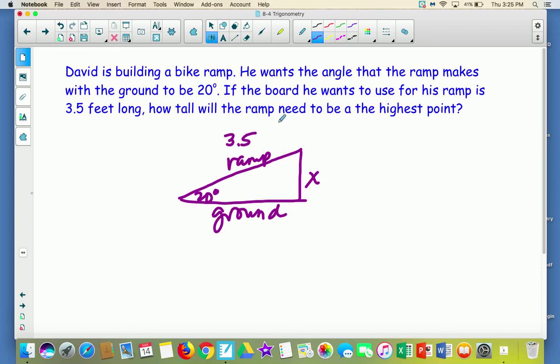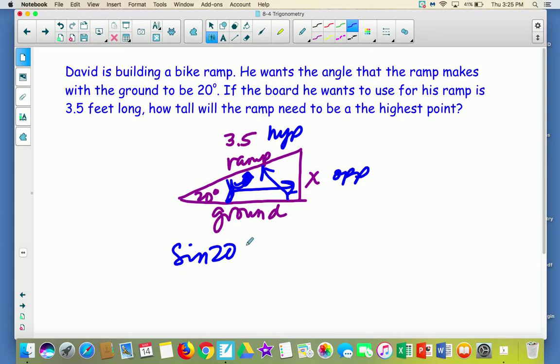So which trig function are we going to use in relation to 20? That's right. We are going to use the sine because across from 20, that's going to be your opposite. And then the hypotenuse, which is across from the 90, so it's not adjacent. You're probably confusing yourselves there. So it's across from 90, so that's your hypotenuse. So we're going to use sine. So the sine of 20 equals x over 3.5.